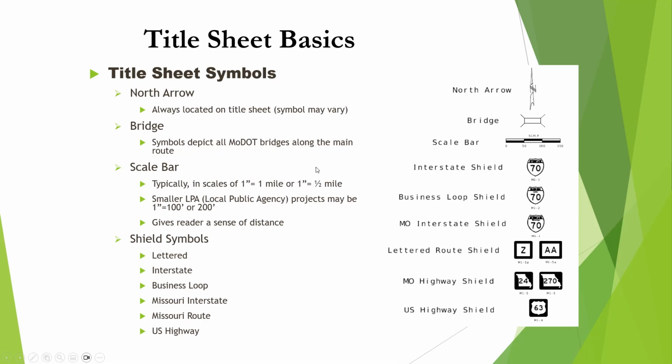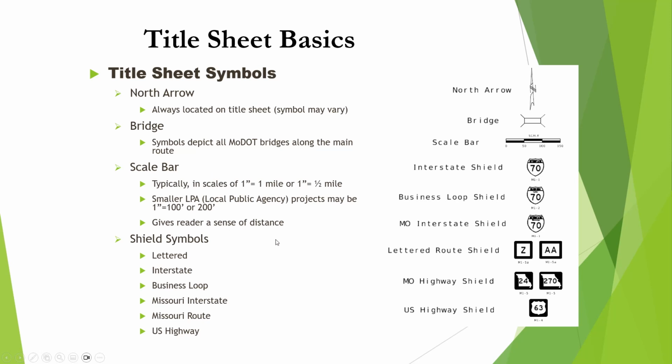A scale bar. You'll always have a scale bar on a title sheet. What you're looking for is typical scales of 1 inch equals 1 mile, or 1 inch equals a half a mile. Smaller projects may be 1 inch equals 100 feet or 200 feet. Having the scale bar on there gives the reader a sense of distance.